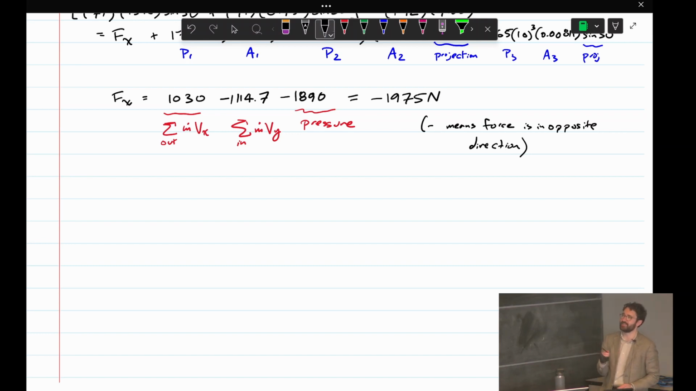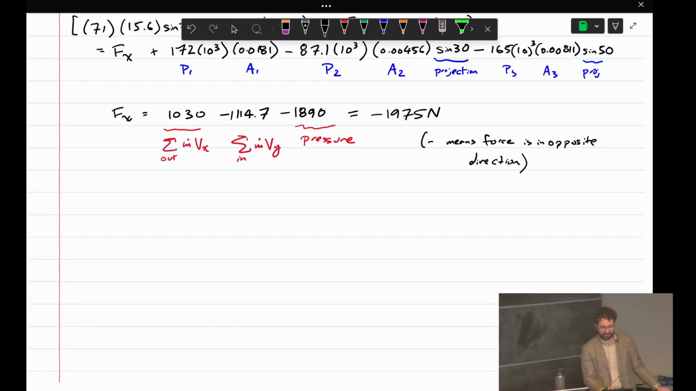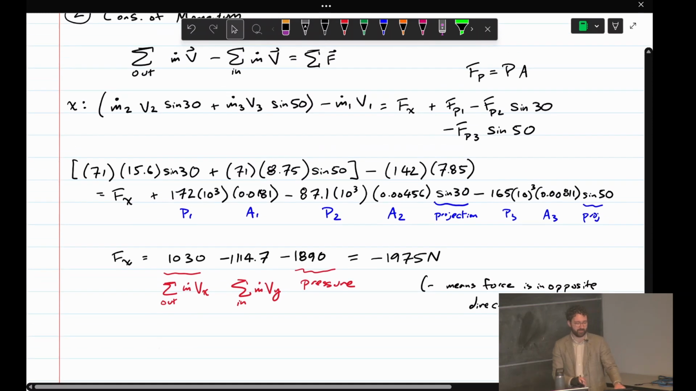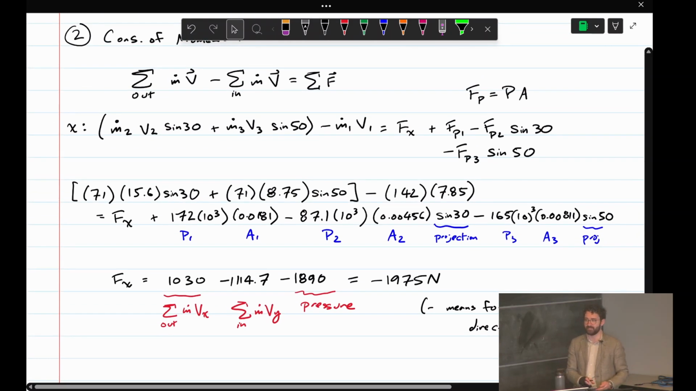Okay, so that is one of our forces. And we also have to do this entire analysis in the y direction to get the y component. So are there any questions about where these numbers come from, now that you've had time to stare at them a little bit longer? No?